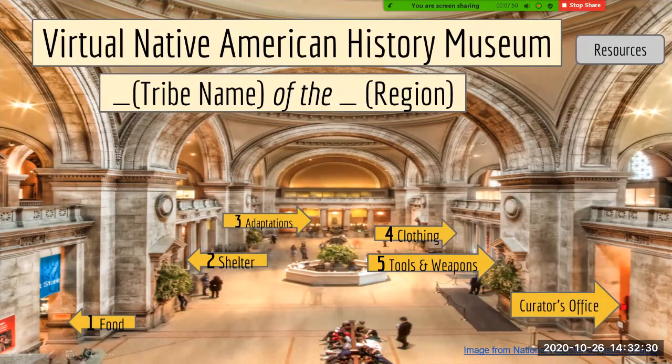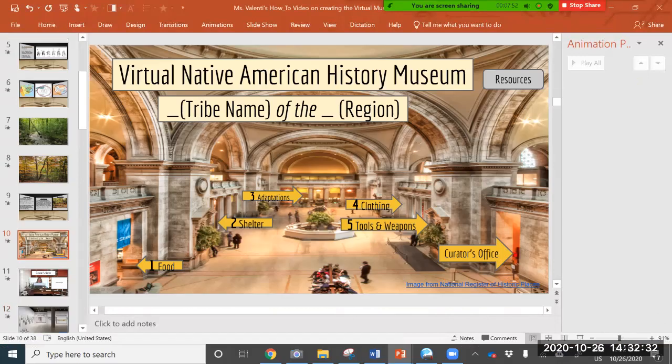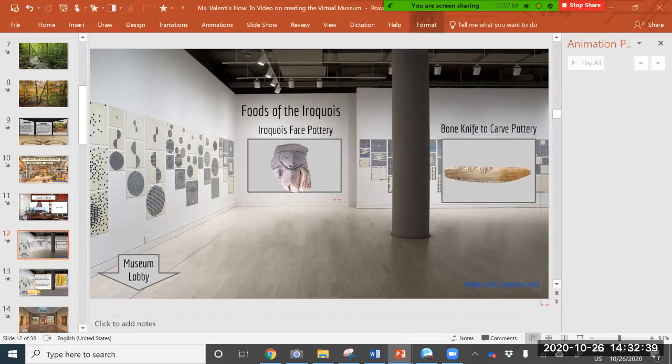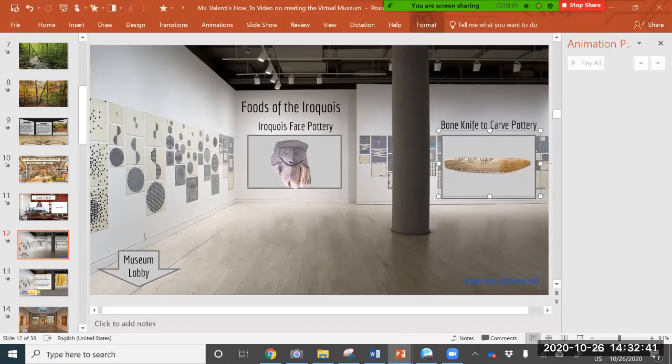Let's set up a room together. I think we should look at food. Okay. In the museum, I want you to be able to clearly see the artifact on display. There shouldn't be many words, except you have to change the title to, in my case, Foods of the Iroquois.